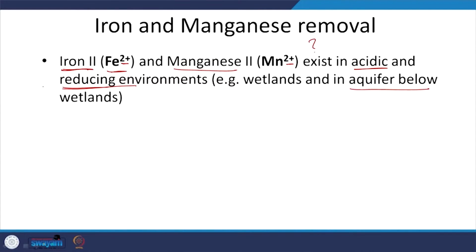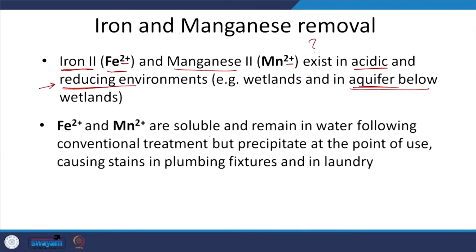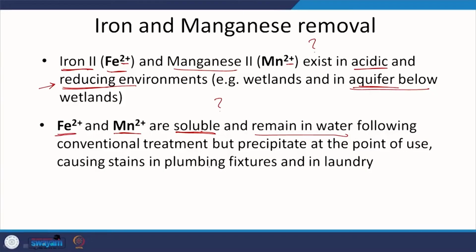I guess reducing environments, typically we see them in the subsurface, let us say. And one aspect to note is Fe2+ and Mn2+ are remarkably soluble. Why is that an issue or not an issue? If they were insoluble, they would have precipitated out in the subsurface. Because they are soluble, they will flow with the groundwater, right. And what else? They remain in water following conventional treatment, but precipitate at the point of use.